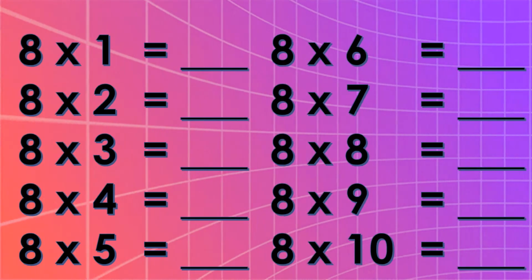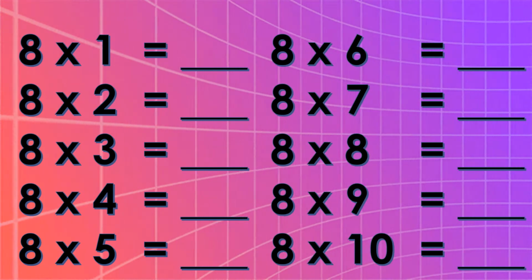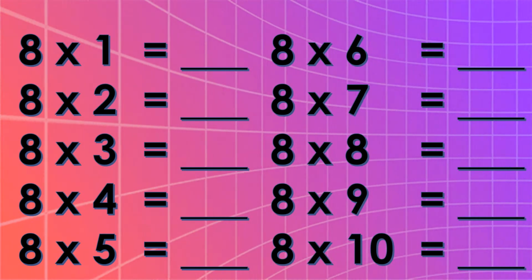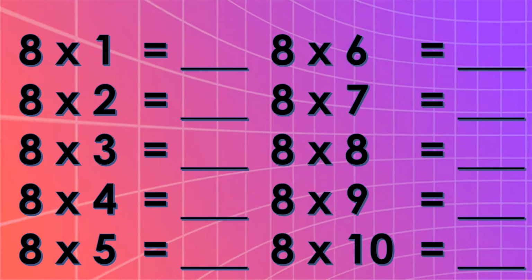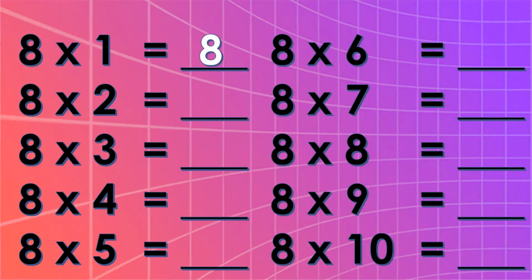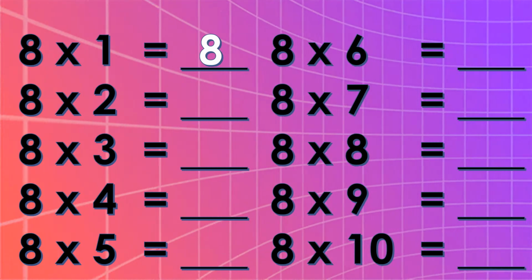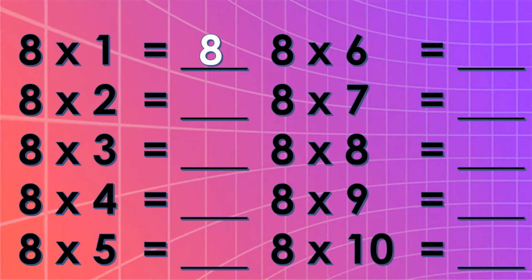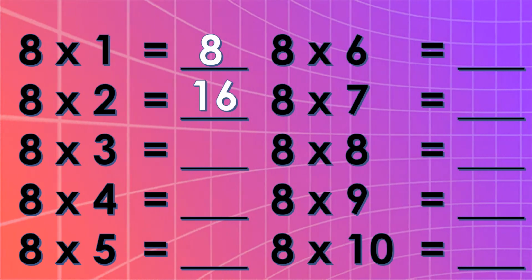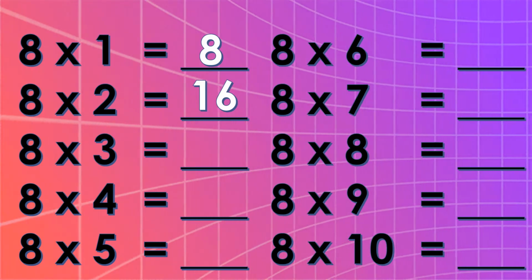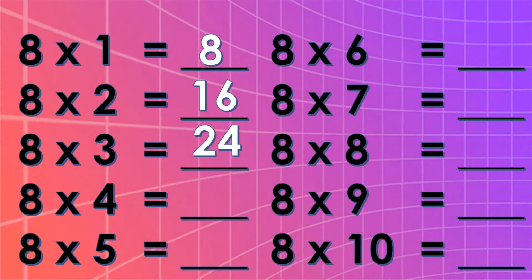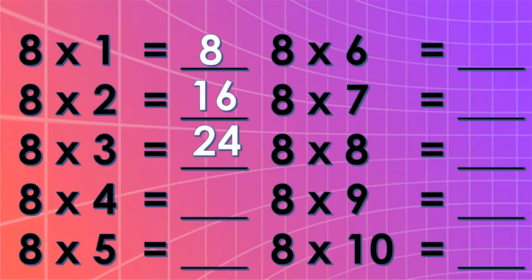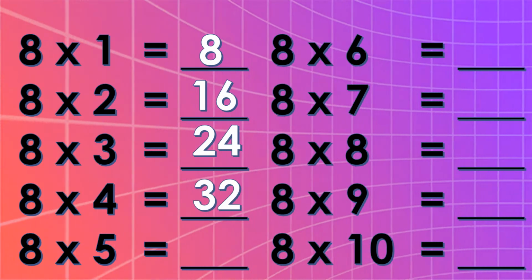Okay, let's do another multiplication. Let's complete the table of 8. So start with 8 times 1. Of course, it's 8. How about 8 times 2? 16. Okay, correct. 8 times 3 is 24. Amazing. And 8 times 4 is 32.